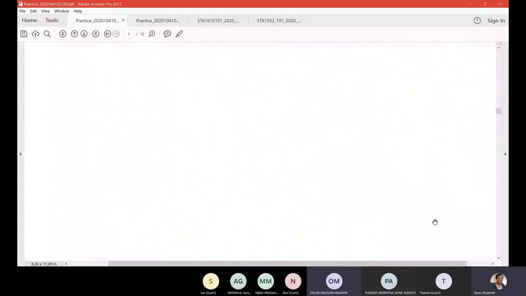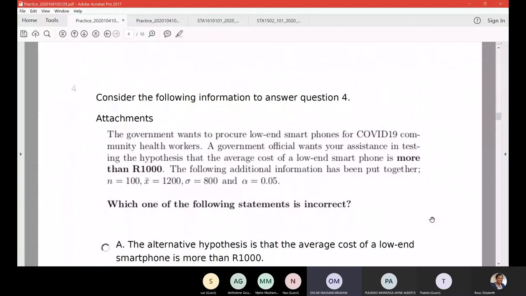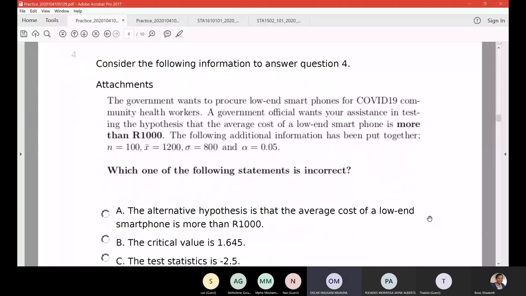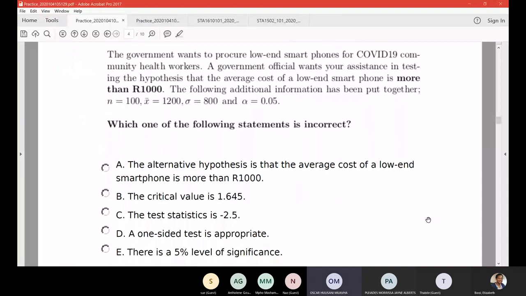Next question. And now we move into hypothesis testing, which is study unit 9.